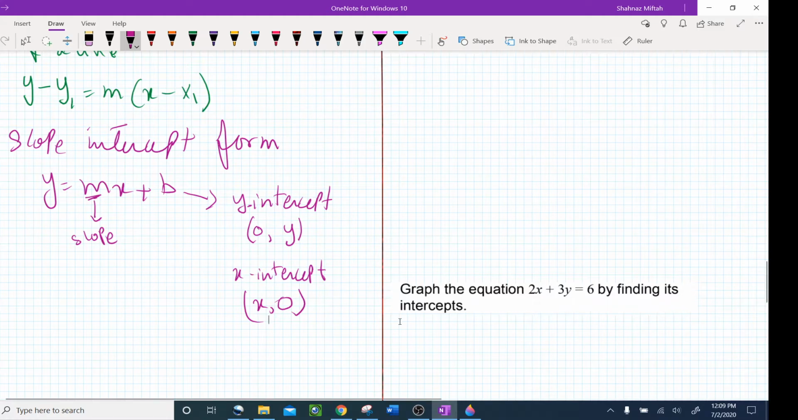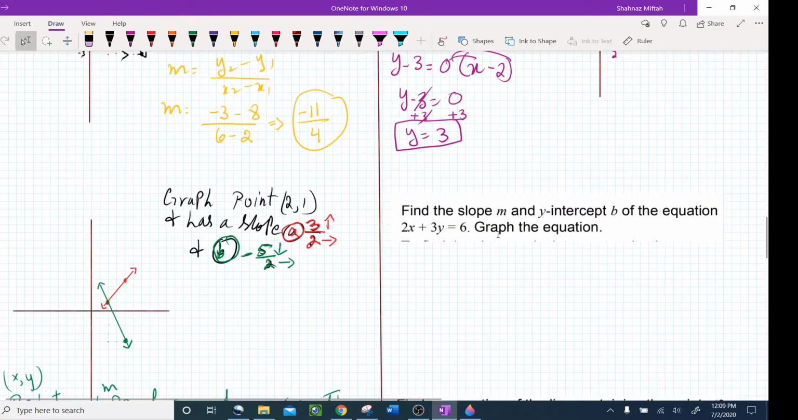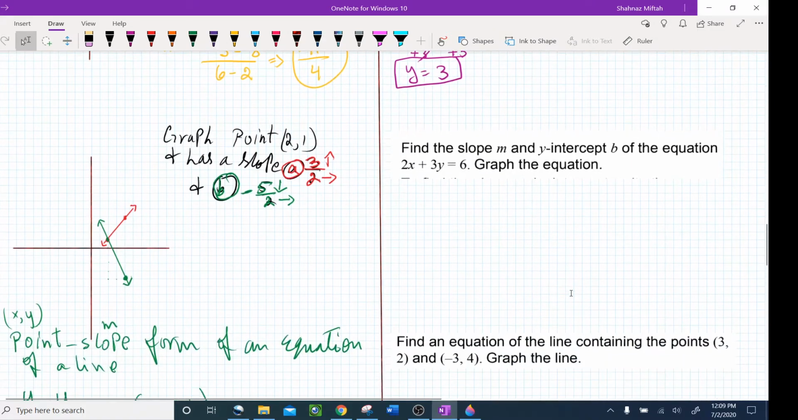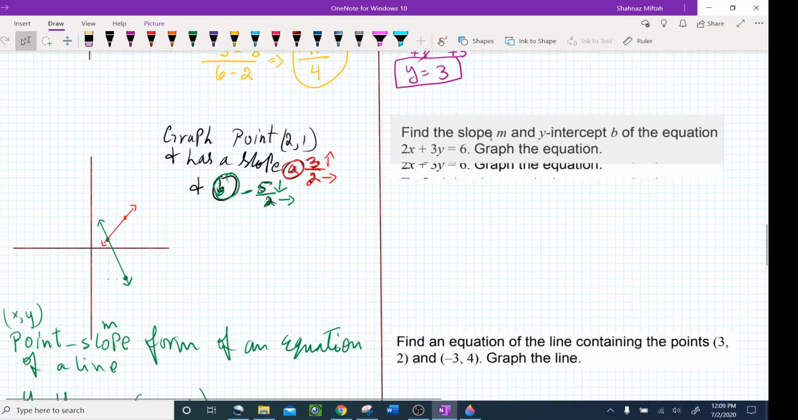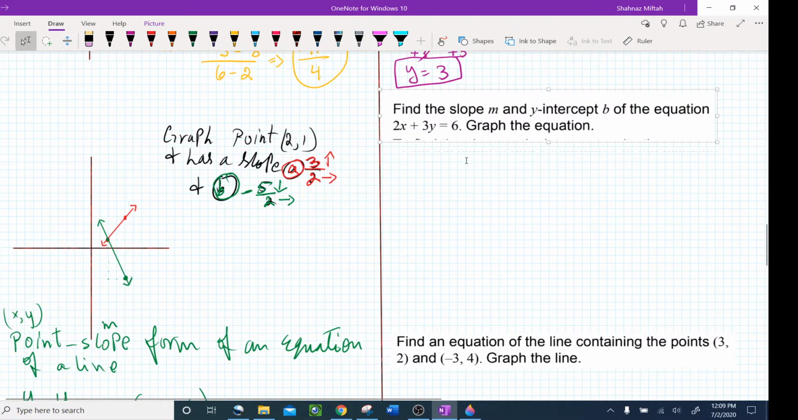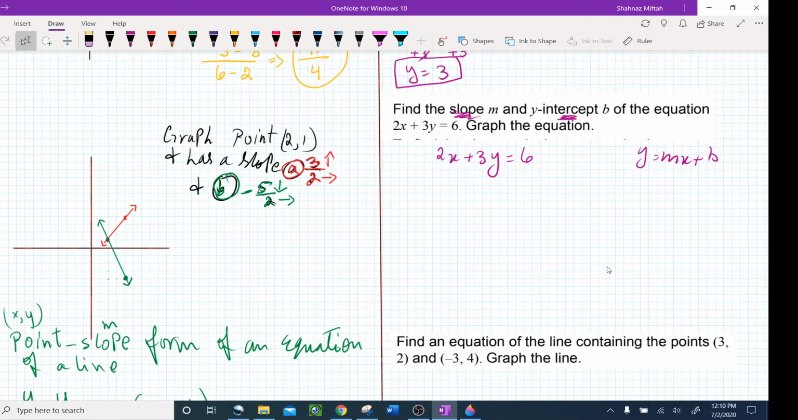Okay, let's try some questions for this. Find the slope m and y-intercept b of the equation, and graph the equation. Now, if you pay close attention, this one does not look like slope-intercept. You cannot tell what the slope is and what the y-intercept is unless you change this into y equals mx plus b, my slope-intercept form of the equation.